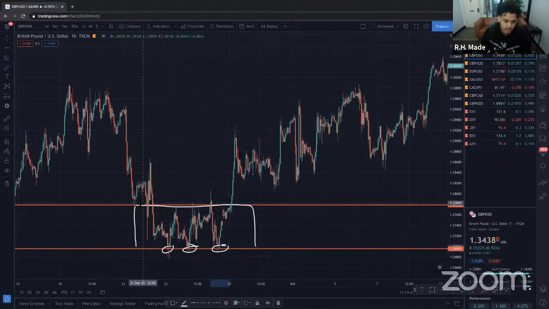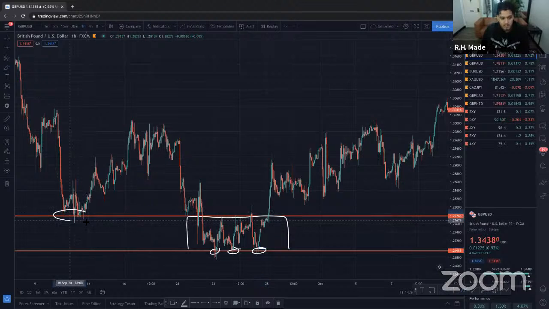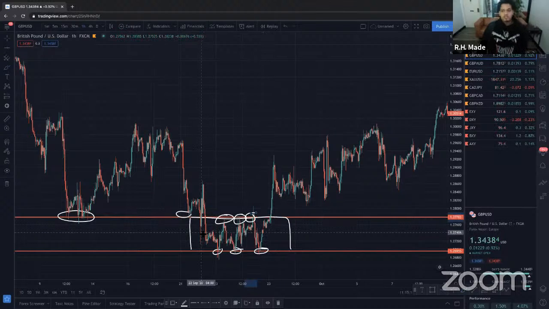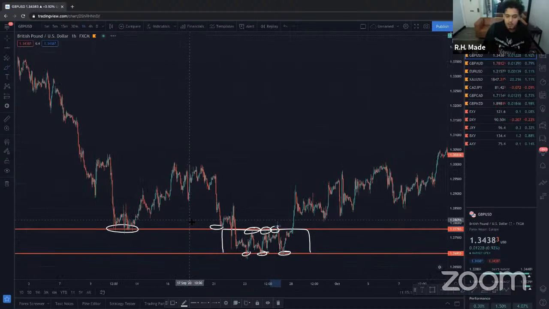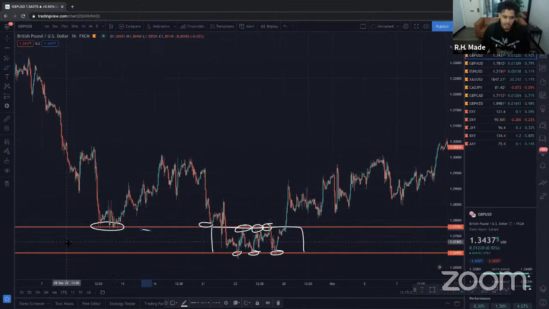Okay, and up here we have our resistance. In the past, this area was support. Price broke, retested, and this area became resistance for a bit of time. As you see, 1 rejection, 2 rejections, 3 rejections. So an area of support or resistance, once it breaks, will act as the other. This was a support before it was a resistance. Price came down, broke this level of support, and the support became resistance.